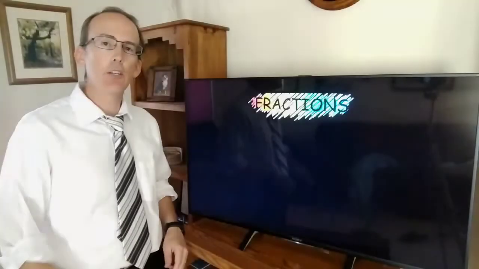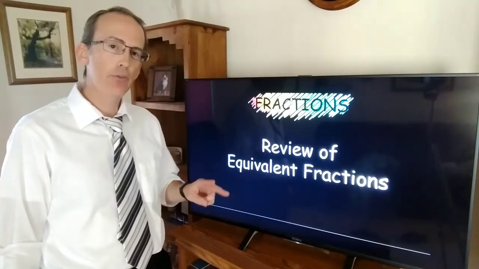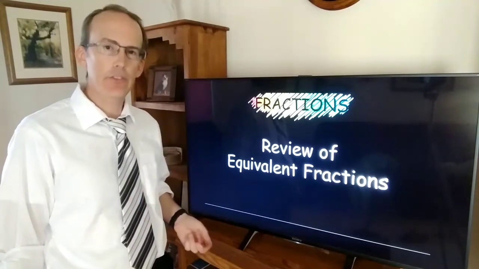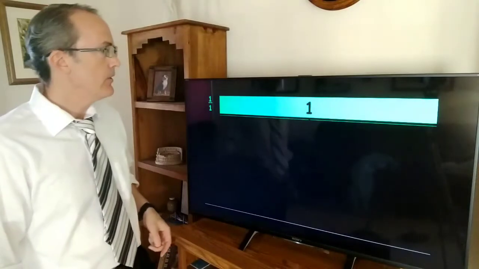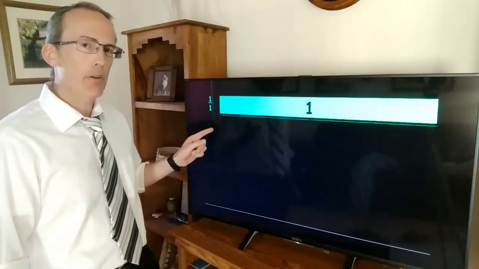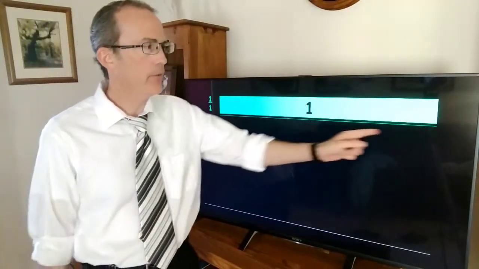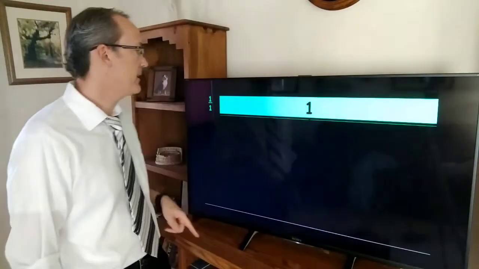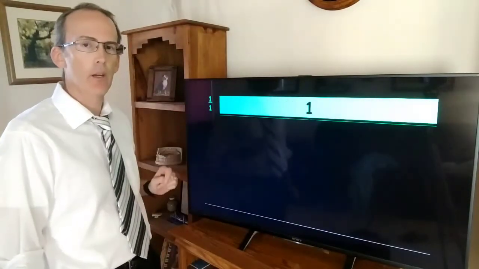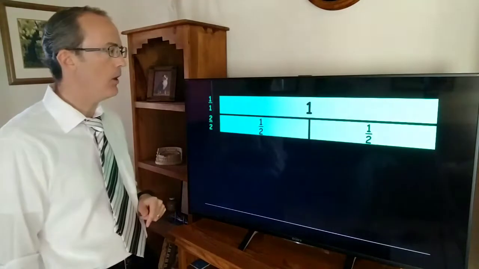Let's take a look at equivalent fractions. Two fractions that are the same. So first, if you remember, we have talked about one full piece being labeled 1 out of 1. 1 out of 1 equaling the one whole.